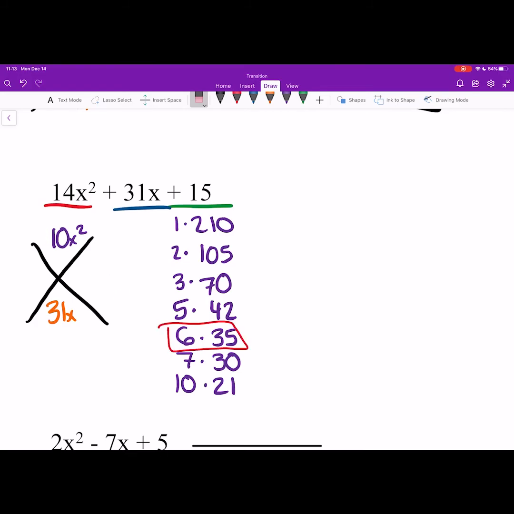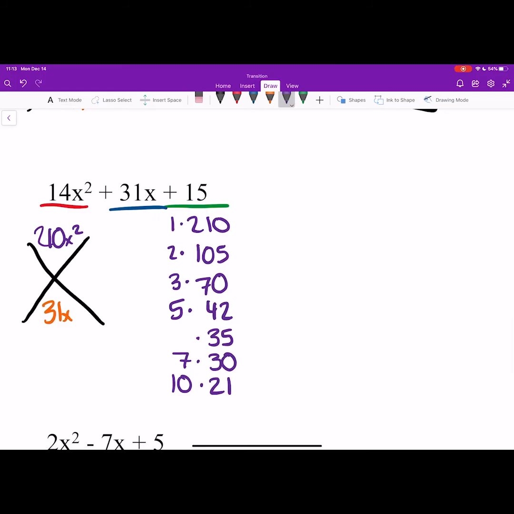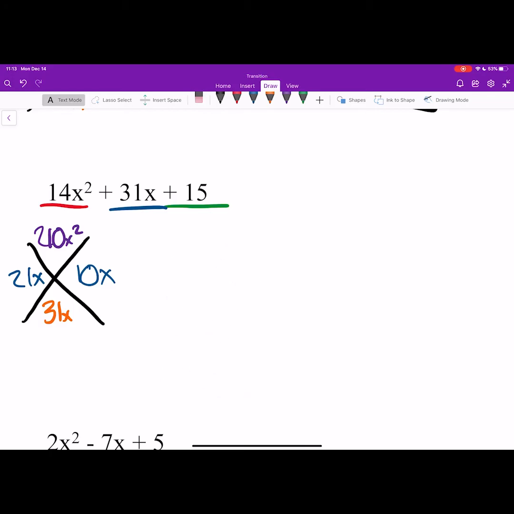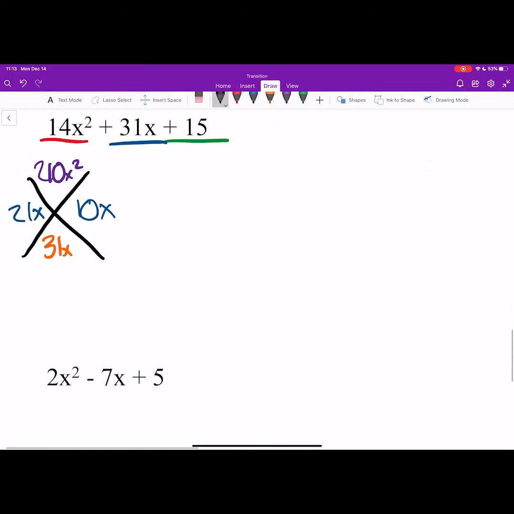And so as you keep going down and down, trying to add things together to see what your option is. Oops, accidentally erased that. We can finally see that 10 and 21 are my correct options, right? Because when I add 10 plus 21, I get 31. And when I multiply 10 and 21, I get 210. So I'm going to erase those factors there because we don't need them anymore. So we can now move straight to the box.